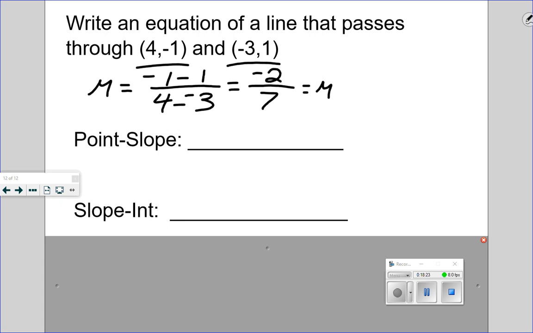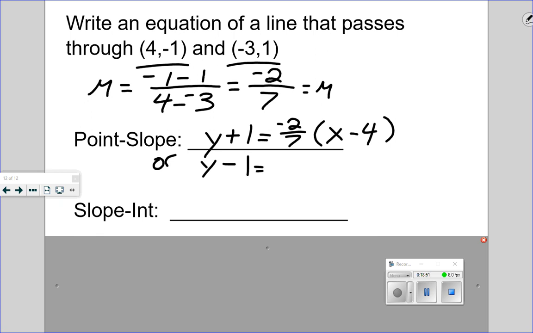Okay, so using that slope, we are going to have to deal with some fractions here, but that's okay. Pick either one of these points. I'll put both of your options for point-slope form. If I use the first point, the 4, -1, I'll have y plus 1 equals, slope is -2 over 7, and x minus 4. The 4 goes there. Or, if you use the other point, you'll have y minus 1 equals -2/7, x plus 3. Both of those are correct.